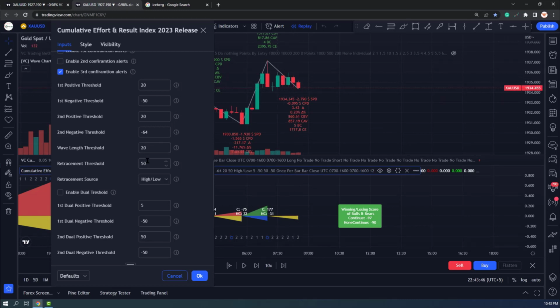And also it changed the color of the candle. Absolutely. When there is a third confirmation, it will also change the color of that candle so that you can indicate it graphically as well.